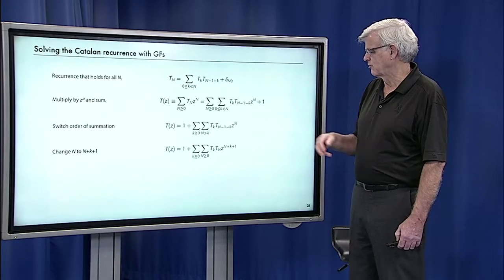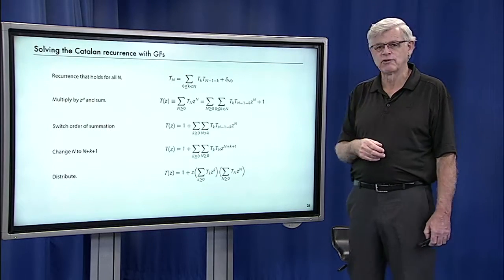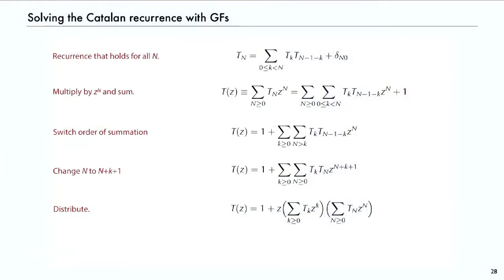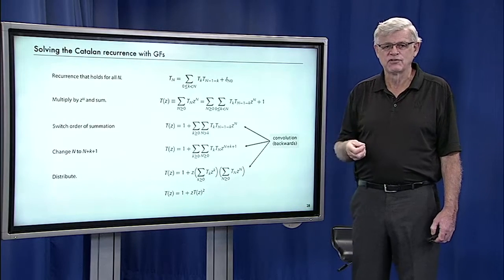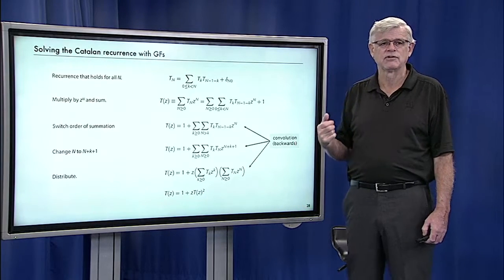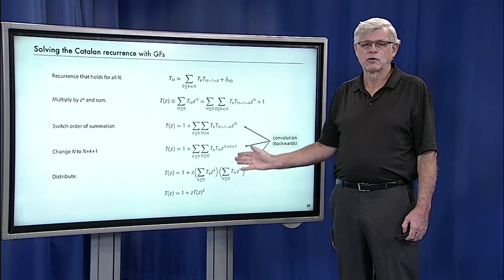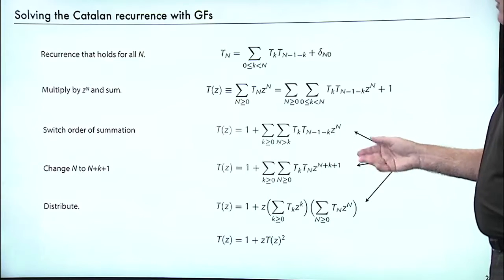And that gives us a way to split it into independent sums by distributing the k's and the n's. And then you can see immediately the 1 z comes out, and then it's 2 copies of the generating function t of z. So that's a backwards convolution that shows us that the Catalan generating function has to satisfy this functional equation. T of z equals 1 plus z times t of z squared. So we're halfway there. We've got an equation that the generating function has to satisfy.